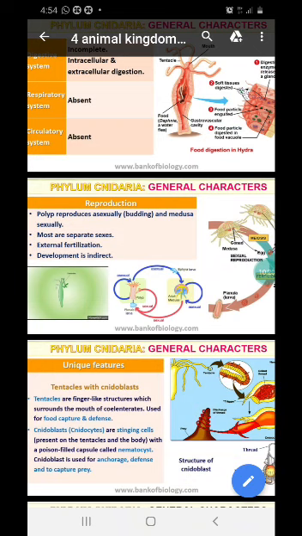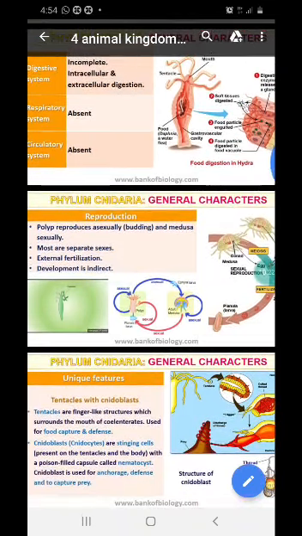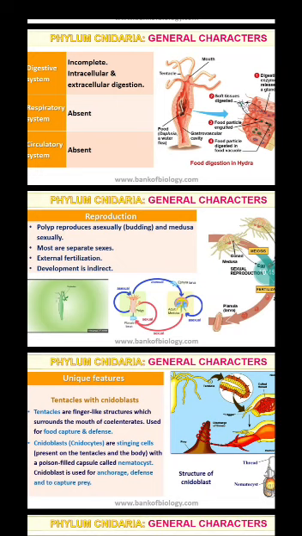They have incomplete intracellular and extracellular digestion. What do you mean by intracellular digestion, children? What is extracellular digestion? Intracellular means in lower organisms, where they don't have a separate digestive system, the breakdown of food materials happens inside the cells. That is called intracellular digestion.